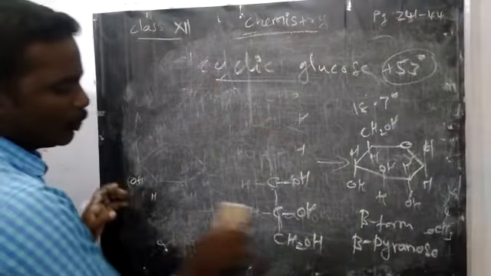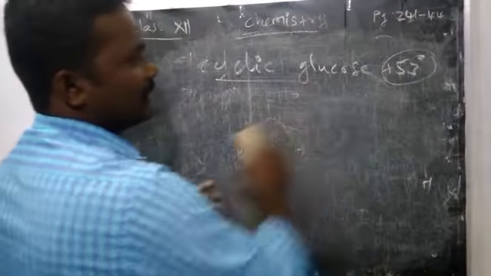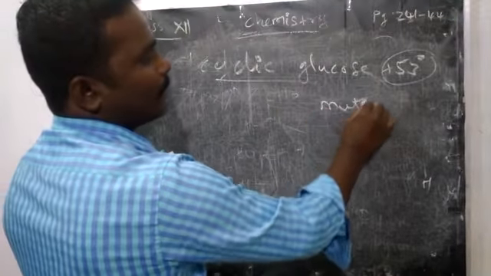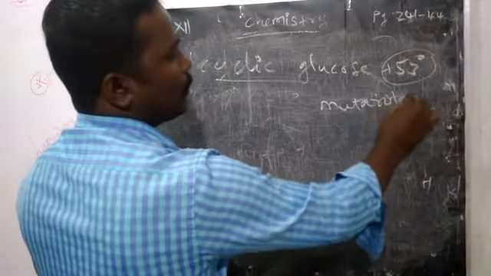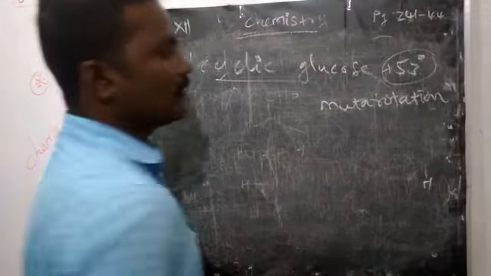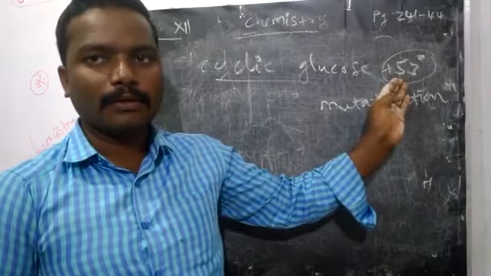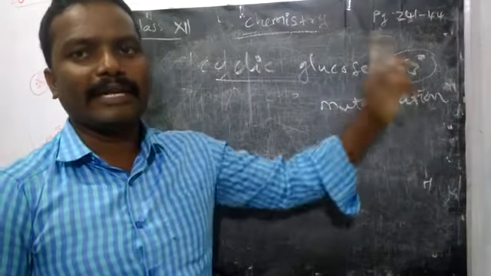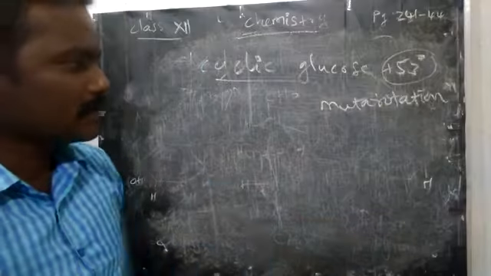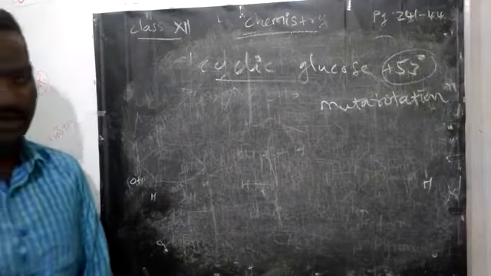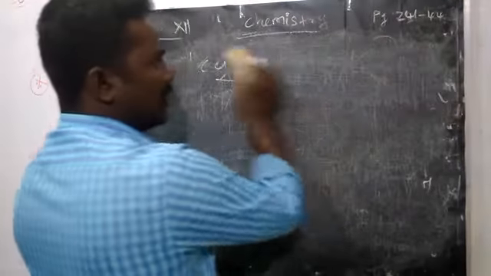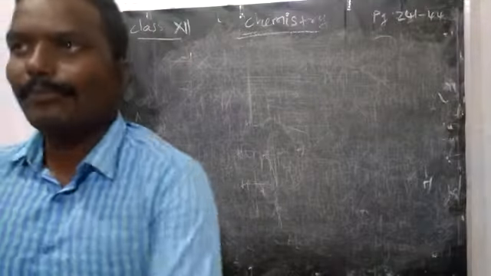That is called mutarotation. What is that? Mutarotation. Right? This is also a 1-mark question. Converting one form to another form by rotating 53 degrees, that process is called mutarotation. Okay, right? So we have confirmed the cyclic compounds also.